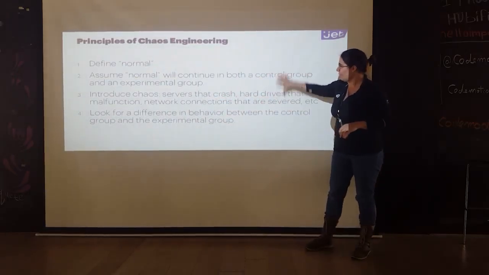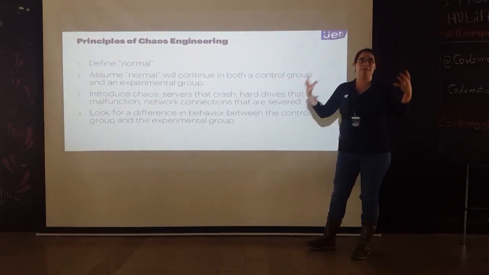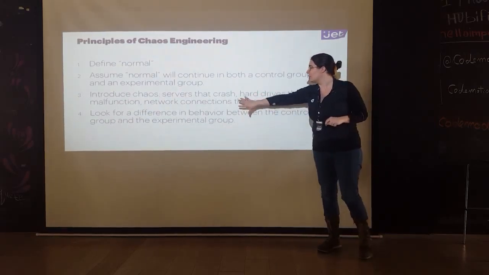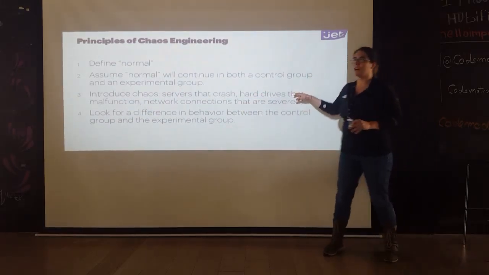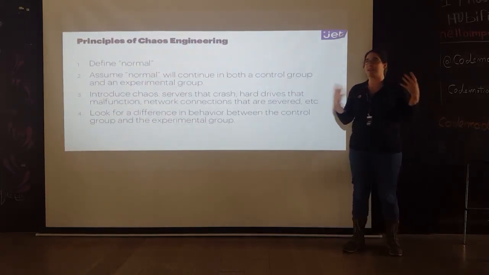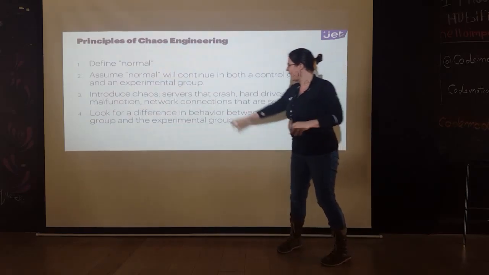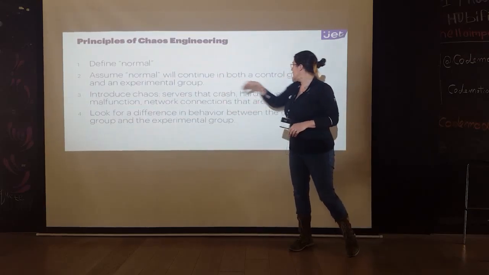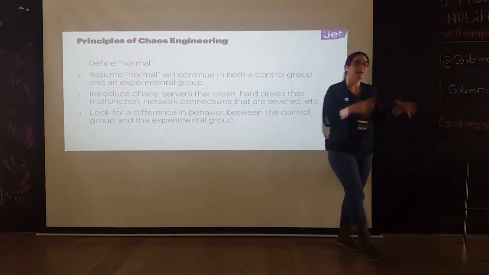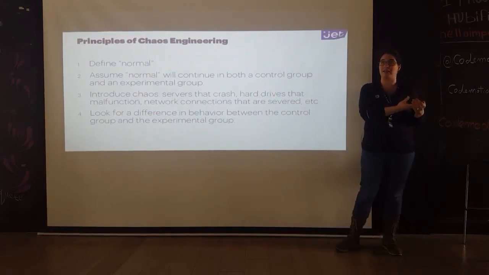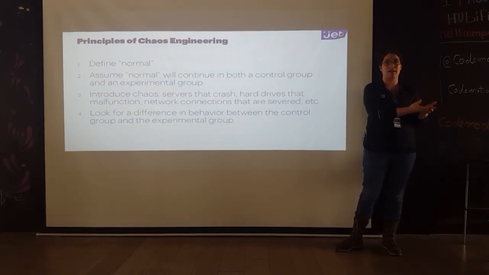So once you have your normal and assume that will continue, introduce chaos. Some servers might crash, some network connections might be severed, hard drives malfunction, simulating real world things that might actually happen. And then look to see what the difference was between your control group and your experimental group. See if a hard drive that malfunctioned actually had an effect, and if there was a noticeable effect. Was it handled correctly?